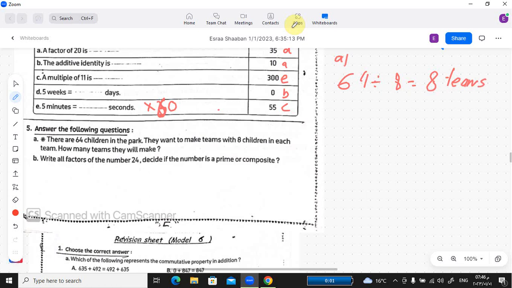Okay, letter B. We had it before at model number 4. All factors of 24. 1 times 24, we said. 2 times 12. 3 times 8. 4 times 6. So this is of course not prime, this is composite.